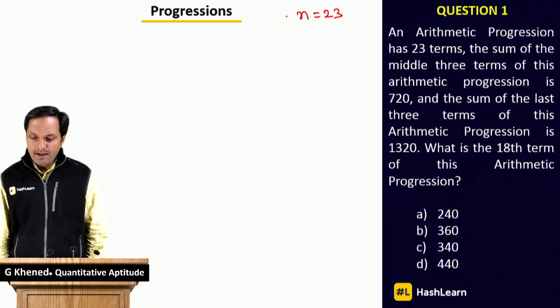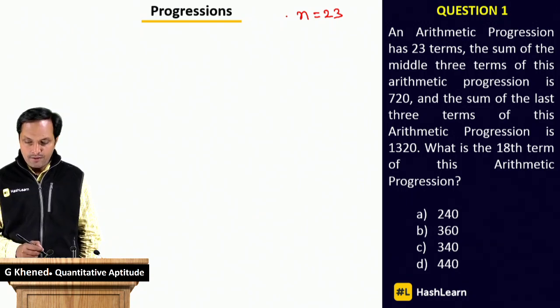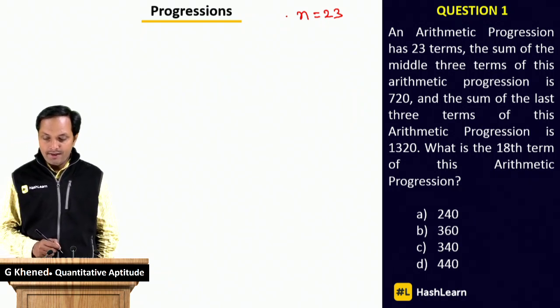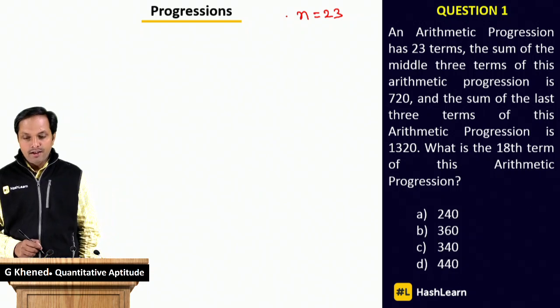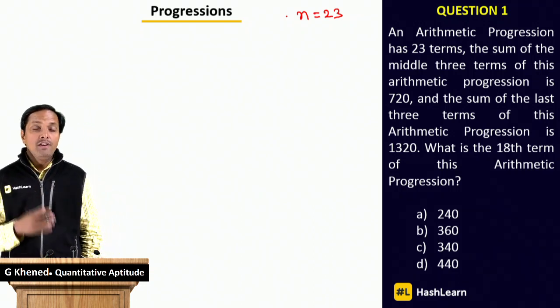The sum of three middle terms of this arithmetic progression is 720, and the sum of the last 3 terms of this arithmetic progression is 1320. Then what is the 18th term? So here n is 23. There are 23 terms. Then who will be in the middle?